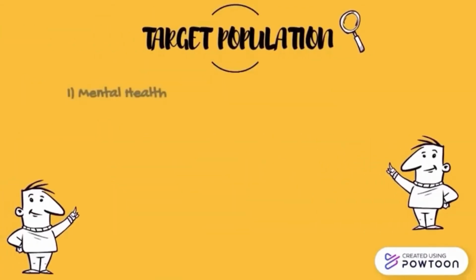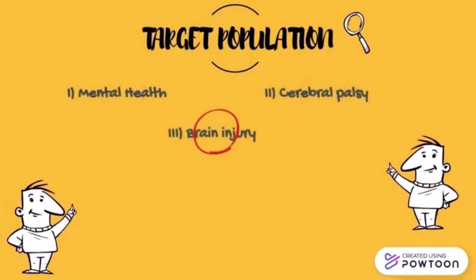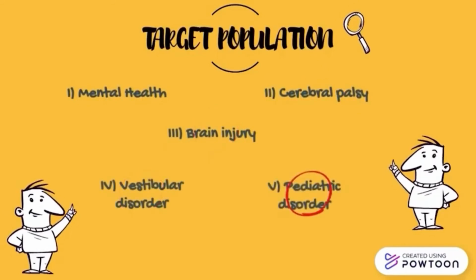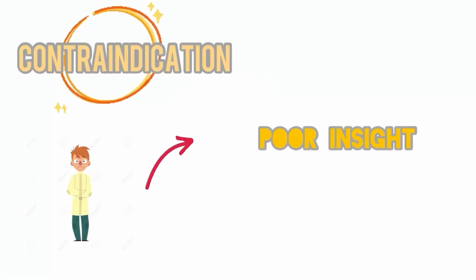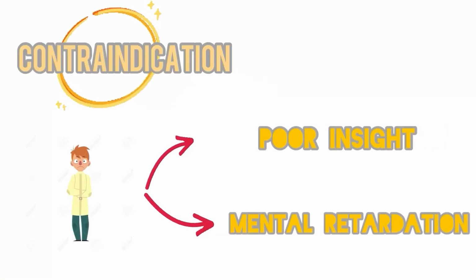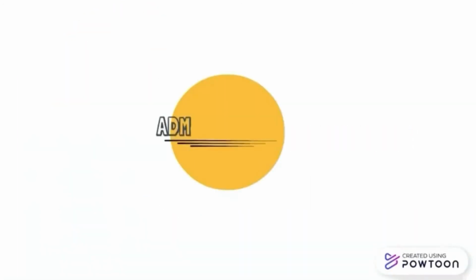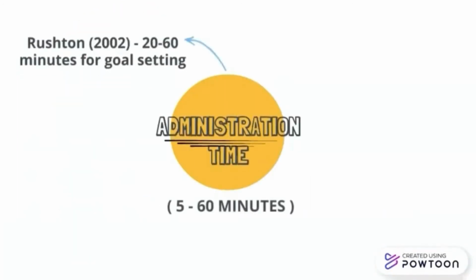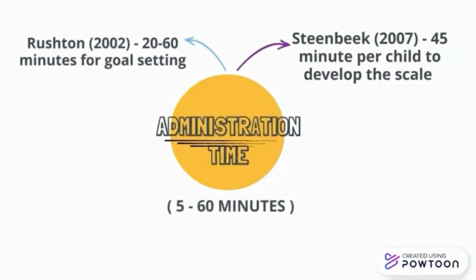Target population of GUESS: mental health, cerebral palsy, brain injury, vestibular disorder, and pediatric disorder. Contraindication of GUESS: poor insight and mental retardation. Based on a few research studies, the stated administration time of GUESS is 5 to 16 minutes.